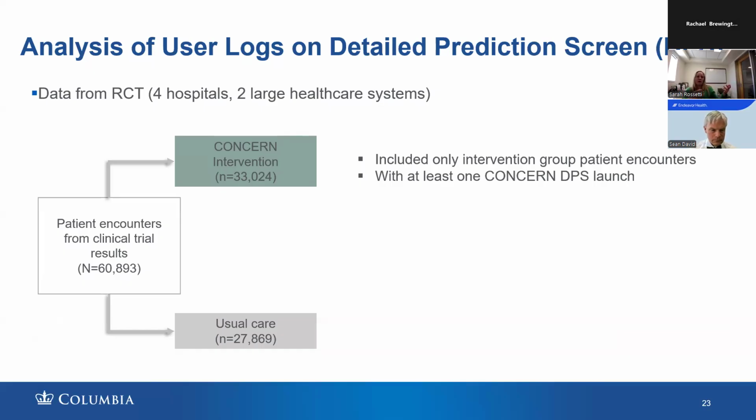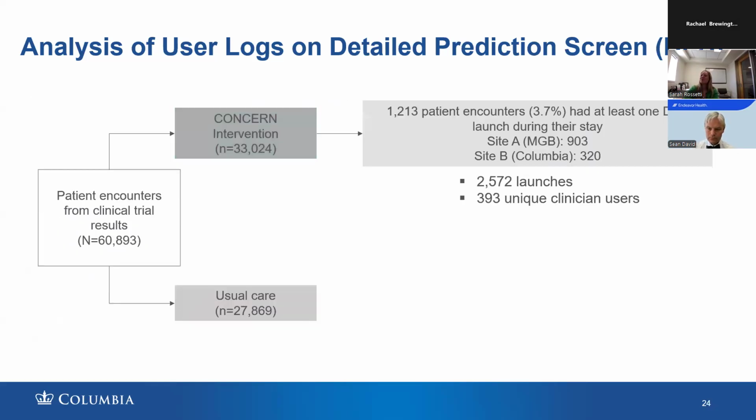You can know when they're on their patient list, but there are other things perhaps on that screen that they're doing. So what we are able to look at is of those users, again, it's not all of the users, it's just a small percent, but that go into the detailed prediction score, what can we learn about them? So we looked at that data for our trial. And this was only for those patients that had the concern intervention, because we're looking at actually access to that concern screen.